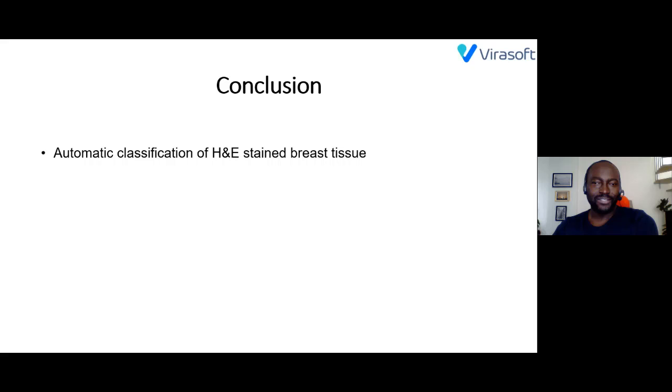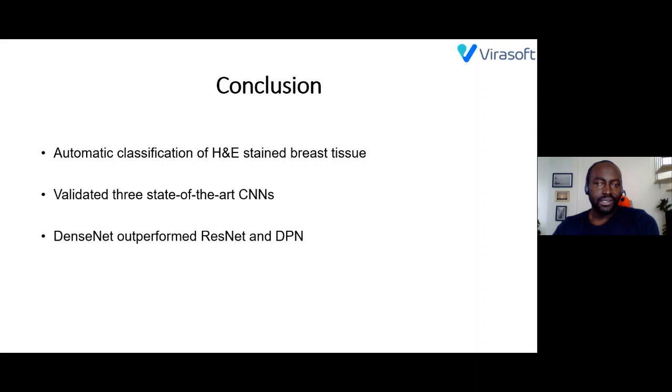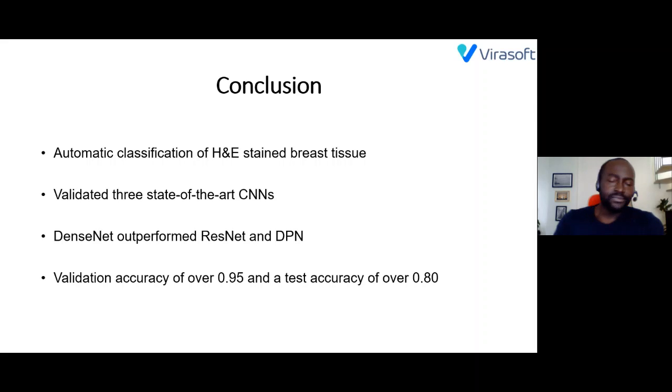So I have talked about the classification of H&E stained breast tissue. We validated 3 state-of-the-art CNNs, the DenseNet, ResNet, and the dual path networks. The DenseNet is the one we chose over the ResNet and the DPN because it performed better. It performed the best among the 3, and it reached a validation accuracy of over 95%.